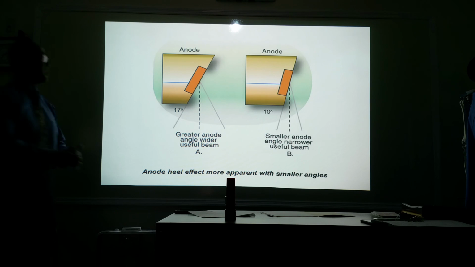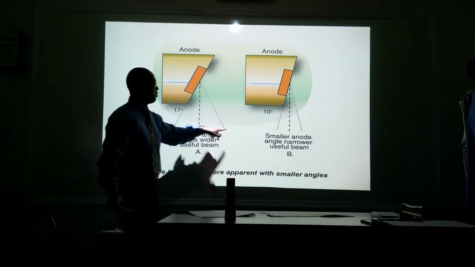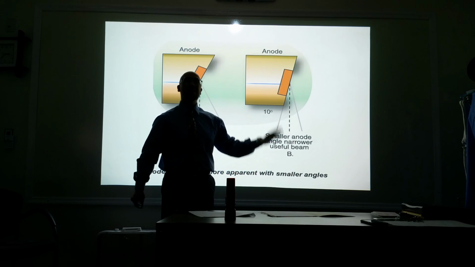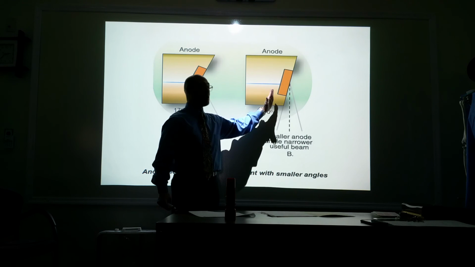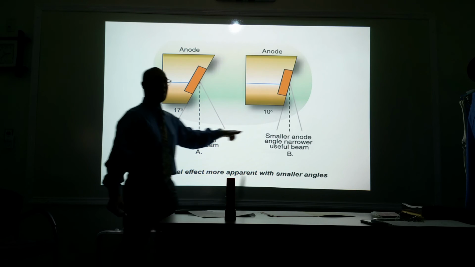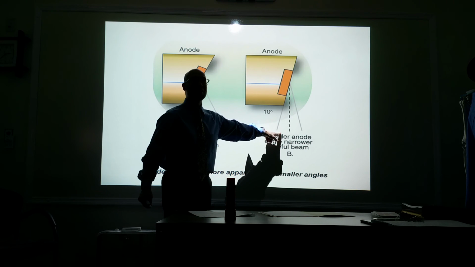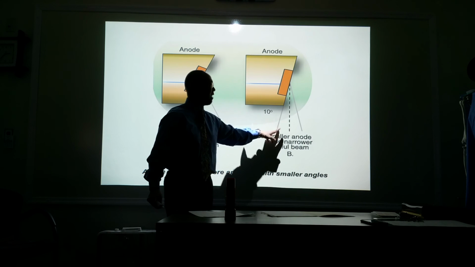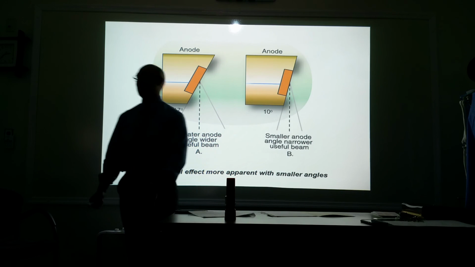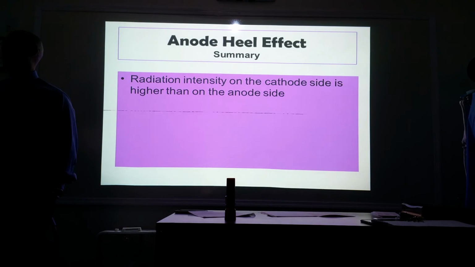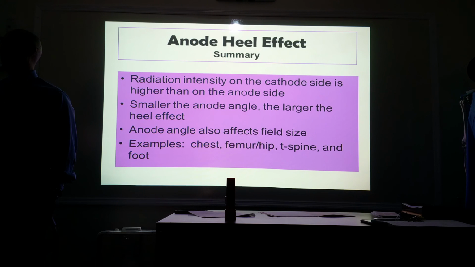So with greater angles, the effect is gradual, but with shorter, steeper angles, it is more apparent. So with that said, if the anode heel effect is more apparent with smaller tube angles, does it also affect the beam size? What is this called? Do you guys remember week 1, week 2, week 3? Line focus principle. That's the line focus principle here and how it affects the anode heel effect.